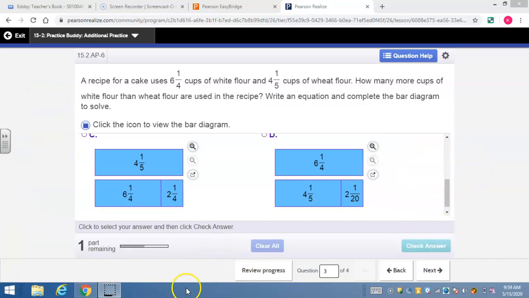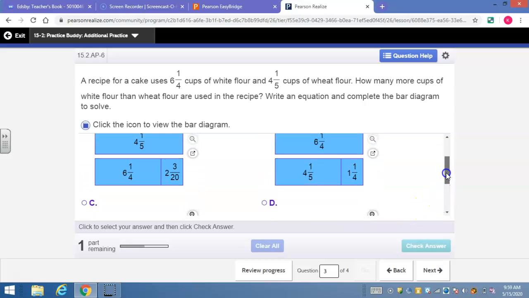I'm going to let you try to figure that out. So when we just did that division into a mixed number, is it going to be 2 and 1/20, or is it going to be 1 and 1/4? That's what you need to decide.